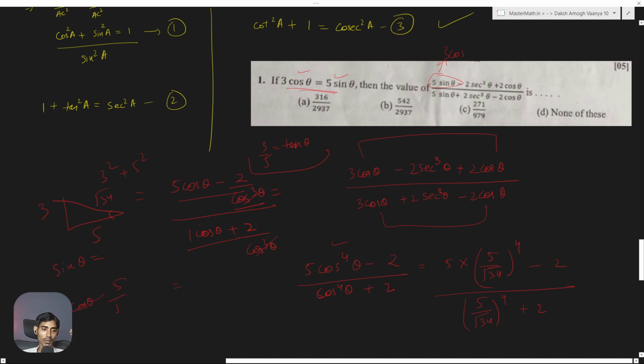Cos theta I got as 5 by root 34. And this is 3 by root 34. So you can plug in the values and solve it. That's okay. That's not a problem. But I was thinking it another way. I got this value. How you got, probably you should have understood. Is that okay till this step?